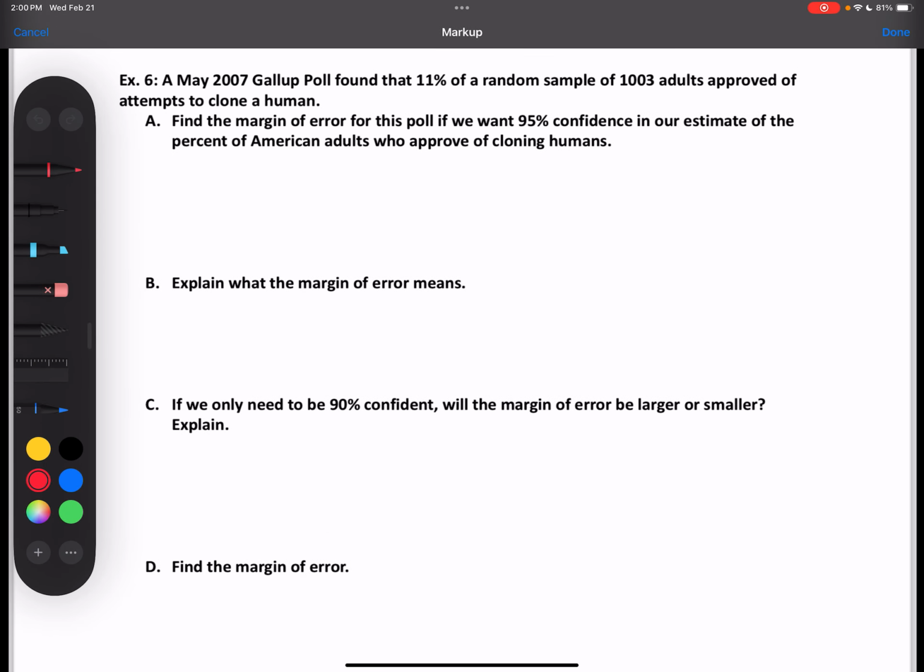All right. A May 2007 Gallup poll found that 11% of a random sample of 1,003 adults approved of attempts to clone a human. Find the margin of error for this poll if we want 95% confidence in our estimate of the percent of American adults who approve of cloning humans.